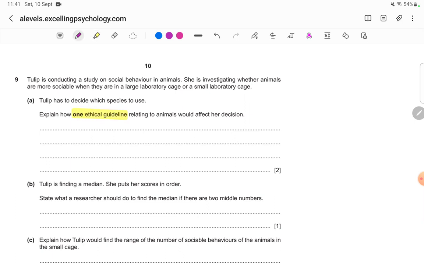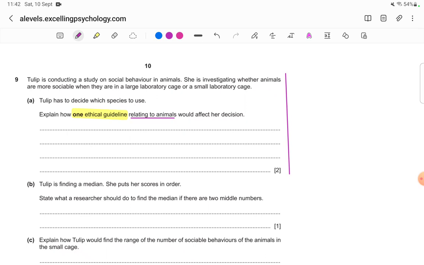Like I was telling you last time, CIE is becoming increasingly specific with the wording of their questions, because though it would seem obvious, somehow students start discussing human ethical guidelines even when the research scenario has something to do with animals. So here they've been very specific. They've said relating to animals. And as I've told you earlier, when it comes to any question involving ethics, you definitely have to name the ethical guideline that you're talking about. Don't just keep on elaborating on the guideline. Be very specific, name it, and then connect it with the study.